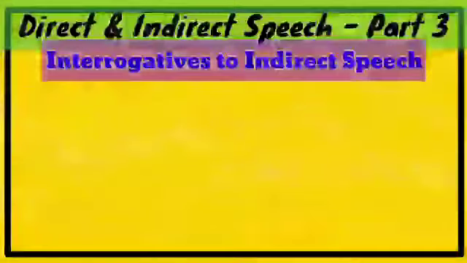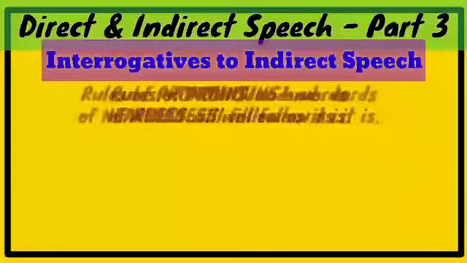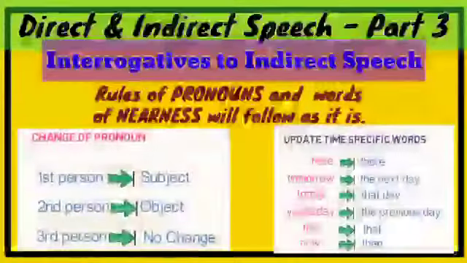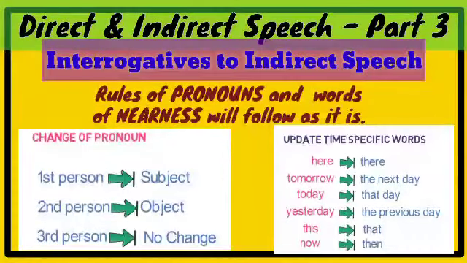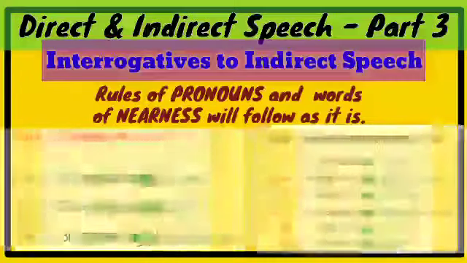Next, rule number 5. Rules of pronouns and nearness will follow as they are. In our first class, we have understood in detail the rules of pronouns, how they change, and the words of nearness. These rules will be applied as they are. Now, let's start with the simple present tense.